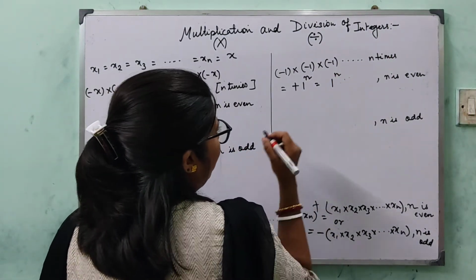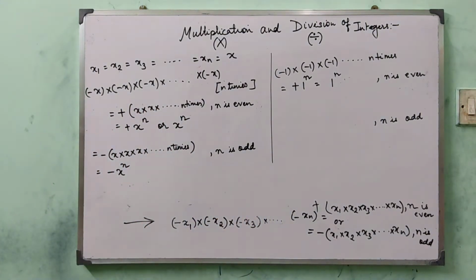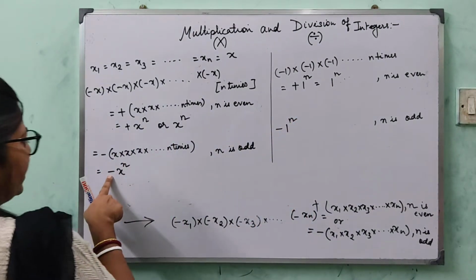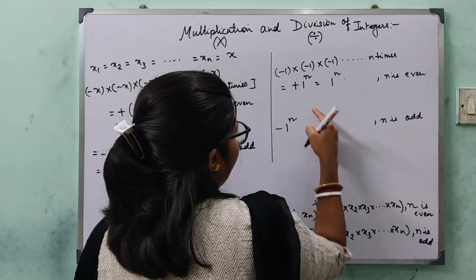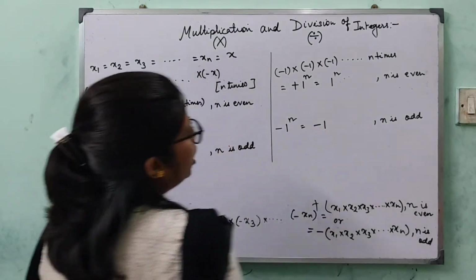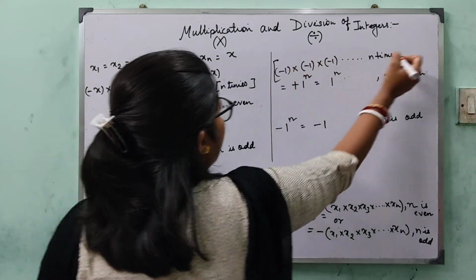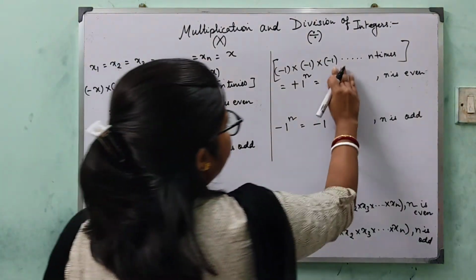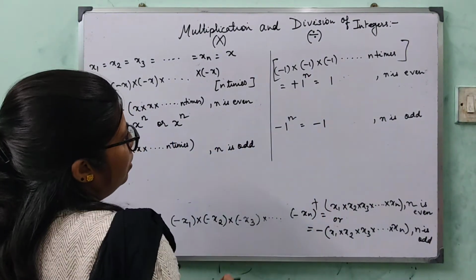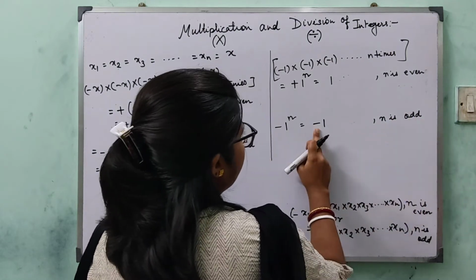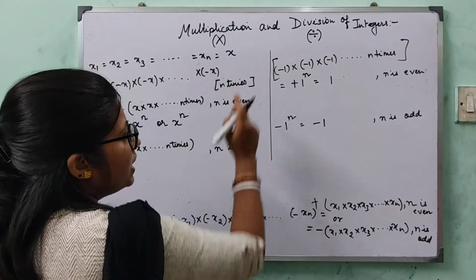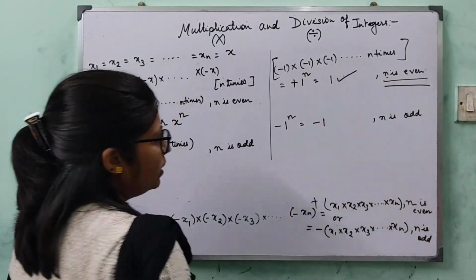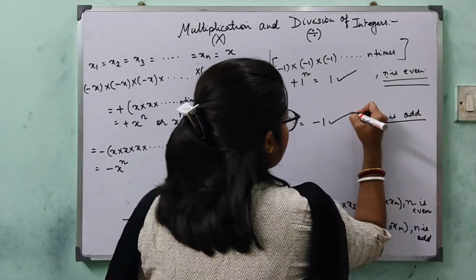So 1 to the power anything, any number of times it is multiplied, is 1. And if it is odd, so minus 1 into minus 1 into minus 1, an odd number of times multiplied, then we have minus 1 to the power n. Now 1 to the power n is 1, so it is minus 1. So the basic thing is, if minus 1 is multiplied n times, if n is even, then your answer is 1, and if n is odd, the answer is minus 1. I repeat, minus 1 multiplied n times: for n being even, the answer is 1. For n being odd, the answer is minus 1.